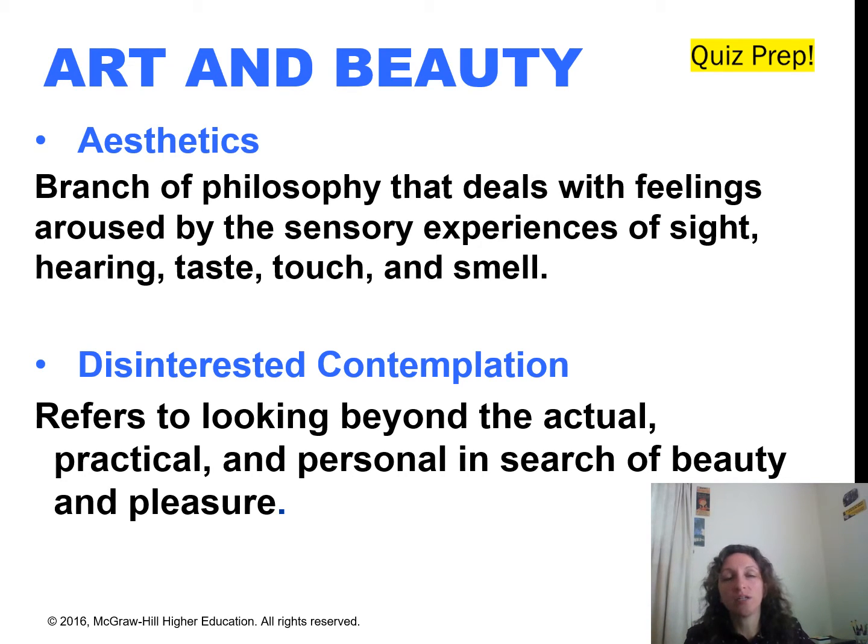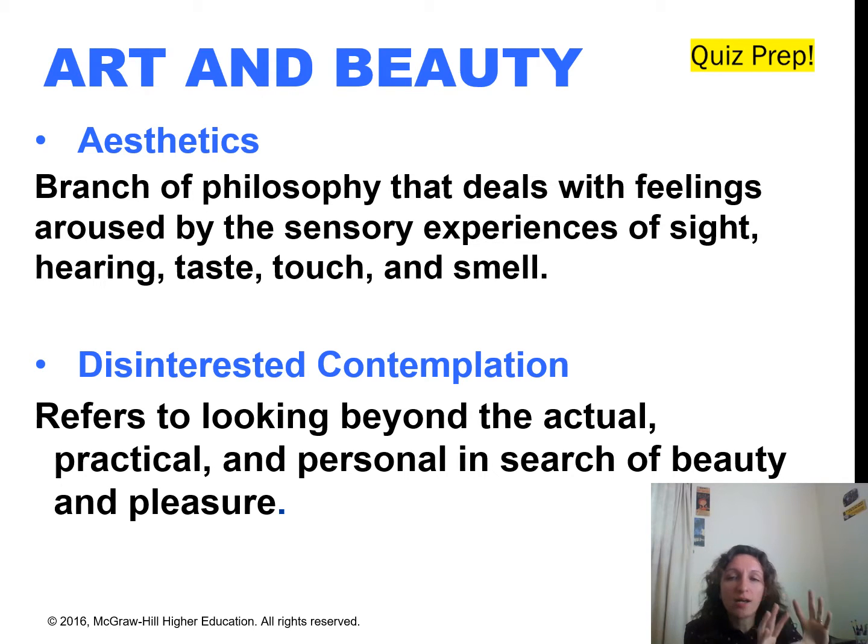But all that aesthetics really is, is a branch of philosophy that deals with why we like what we like, why we like the feeling of certain textures and why we don't like others, why some people are drawn to certain smells and others are not. Everyone has an aesthetic, and that aesthetic ranges in all kinds of ways about your five senses. So each of your five senses has an aesthetic. This class is obviously going to focus on visual aesthetics more than some of the other aesthetics. And disinterested contemplation is looking beyond the actual to try to find beauty.